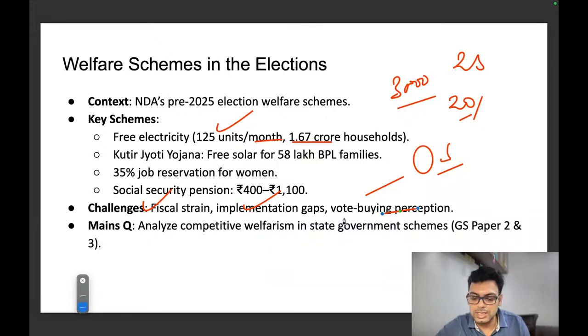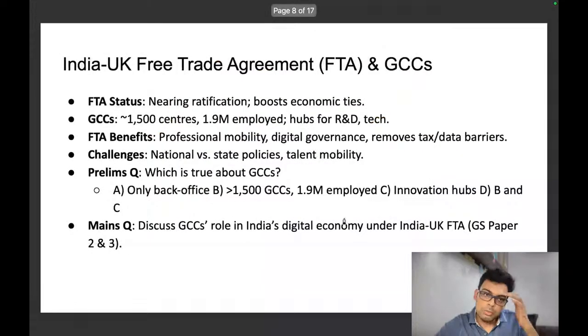If we talk about mains, then welfare schemes and electoral politics are for GS2, governance challenge, GS2. Then if we talk about GS3, basically public finances, fiscal discipline, inclusive growth, and subsidy policies. And if we talk about GS4, so ethical concerns in election eve welfareism, voter manipulation. All right. Now we'll talk about the next one: India UK Free Trade Agreement, and then Global Capability Centers.